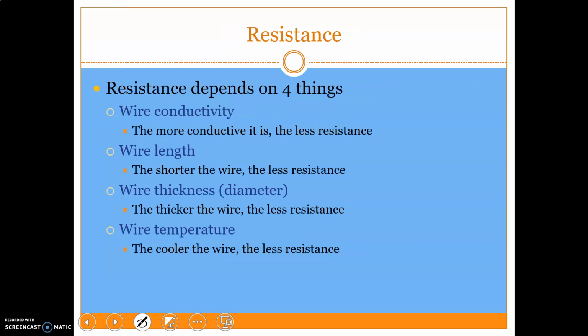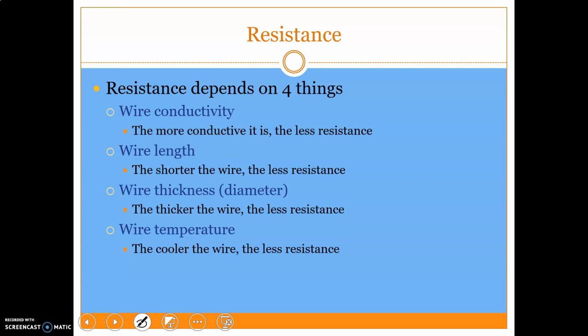Then we can talk about resistance. So for resistance, we're going to be looking at 4 different things that can cause resistance in a circuit, and that would be wire conductivity. You want to have a wire that can conduct electricity, so usually it's copper or anything like that.